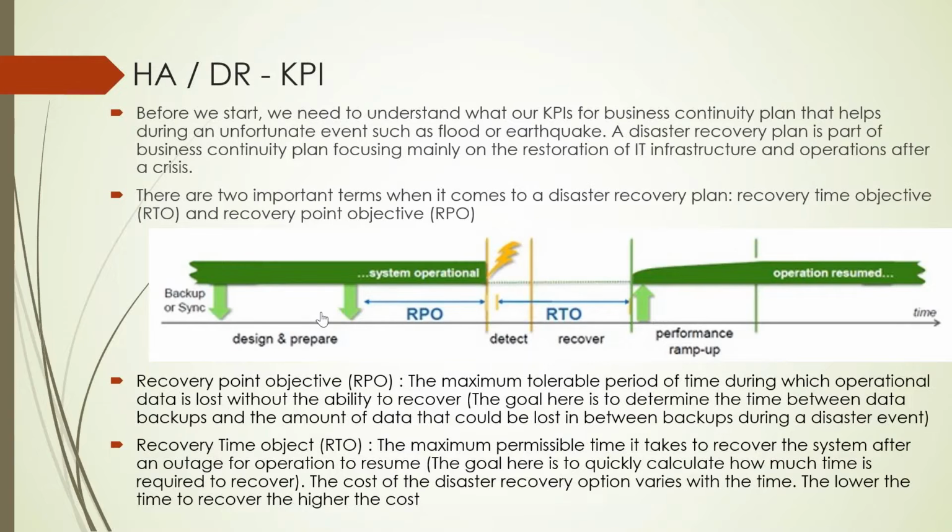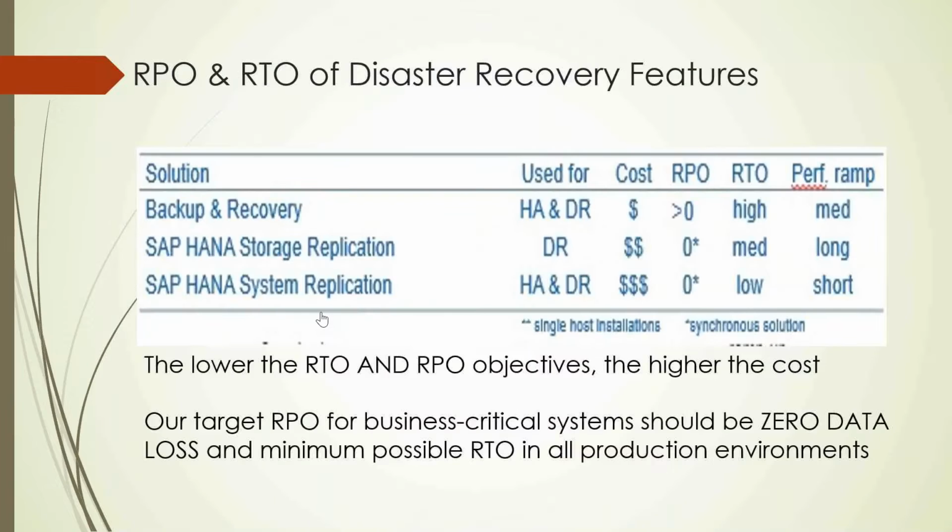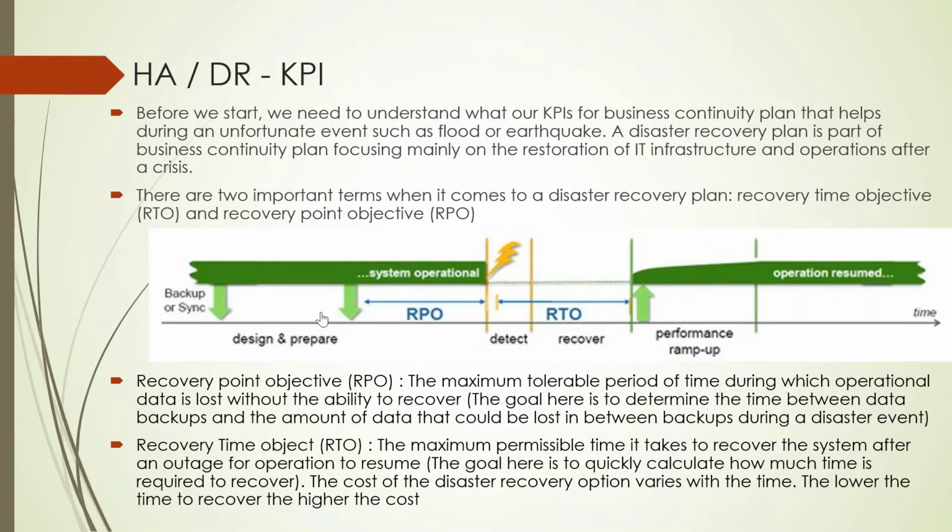So HA and the DR, the KPIs. Two more slides are there, then we'll see the tools. So HA and the DR KPI. What factors define the HA and the DR for the business? If you define the DR or the HA, HA is fine. HA means high availability, means always available.